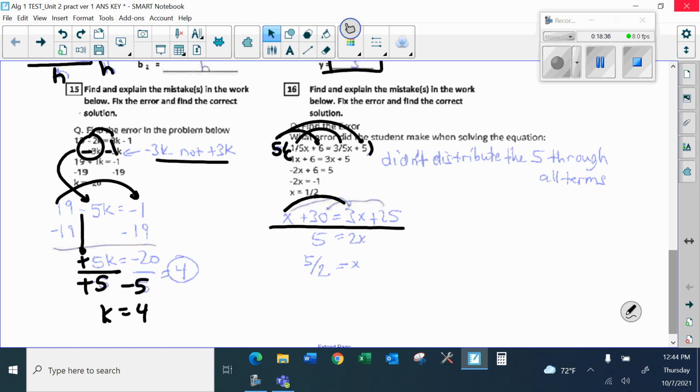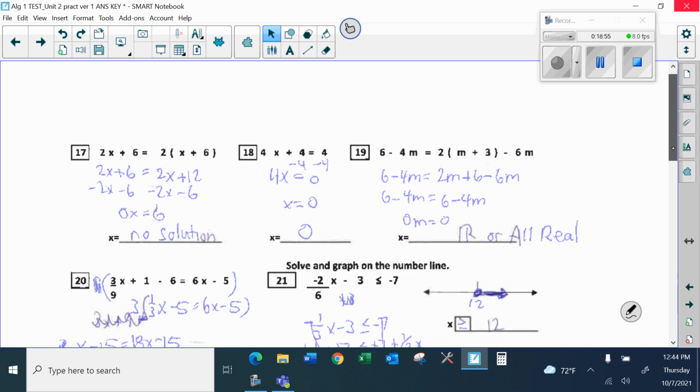Take the smaller variable to the bigger side, so subtract the x across, and you get 2x. Subtract the 25 across, and you get 5. 2x equals 5. Last step, divide by 2 on both sides. X equals 5 halves, or 2.5. Okay, backside now.